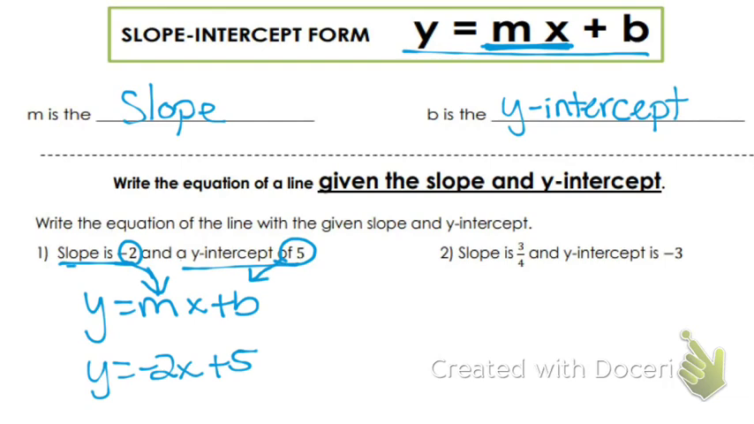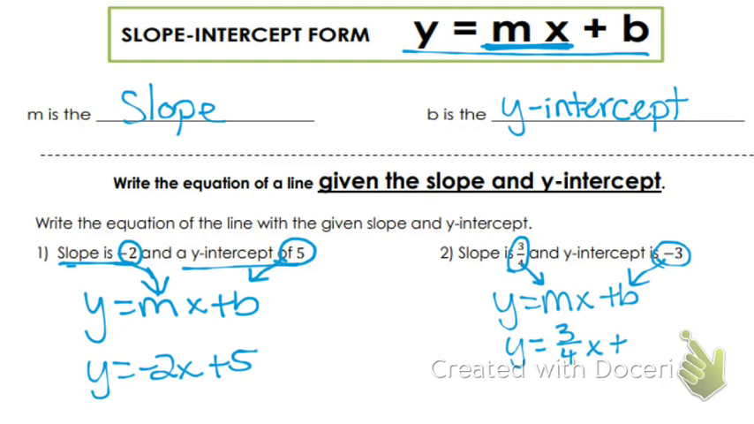Let's try our next example. So again, they tell us the slope is 3/4 and our y-intercept is -3. So in my m, I'm going to plug in 3/4, and then for b, I'm going to plug in -3. So y would equal 3/4 x plus -3. But we don't like to look at this plus negative, right? So we're just going to change it to y equals 3/4 x minus 3.